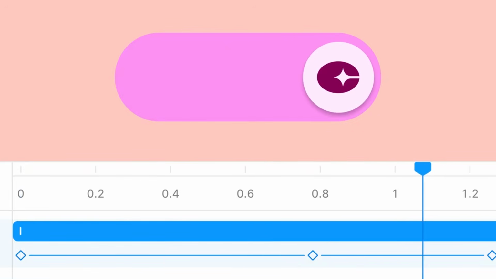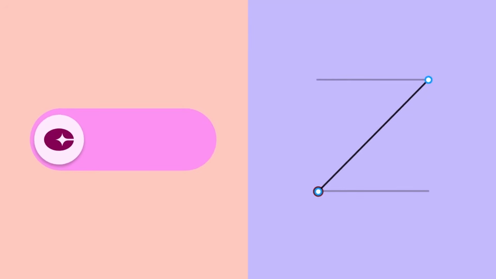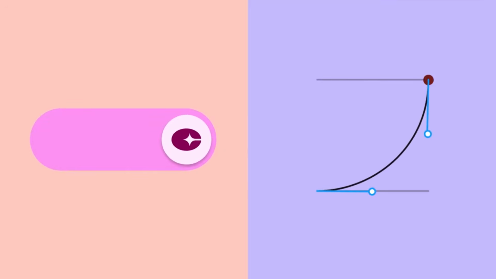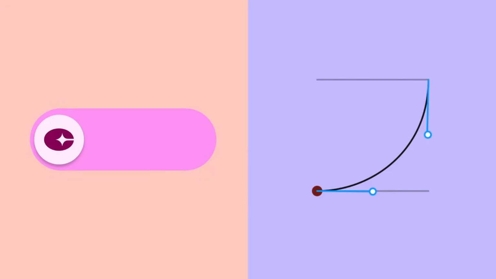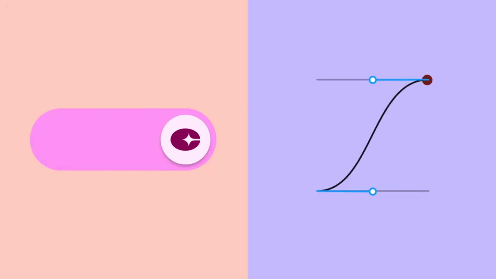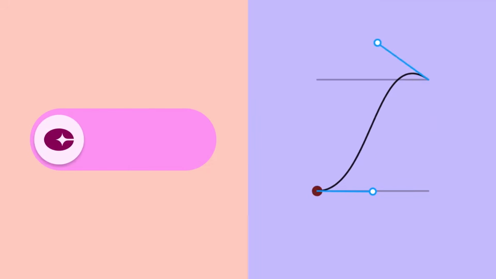Keyframes define what changes and when. Easing defines how it gets there by controlling whether an animation accelerates, decelerates, or both. It's what separates motion that looks correct from motion that feels correct.